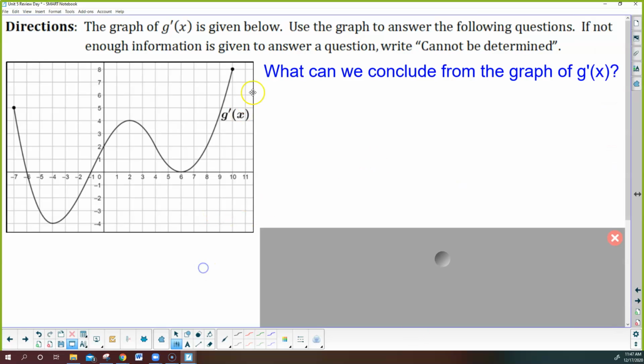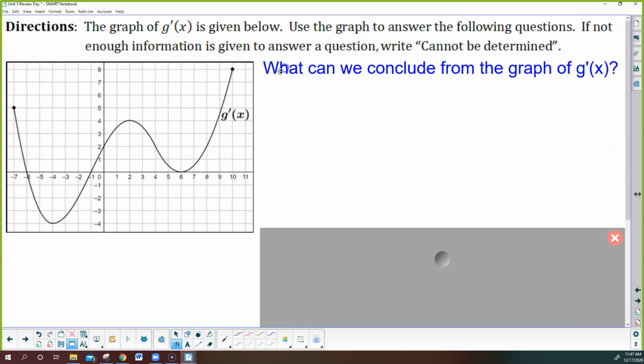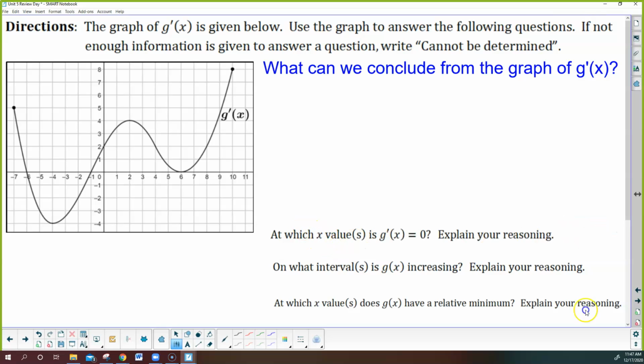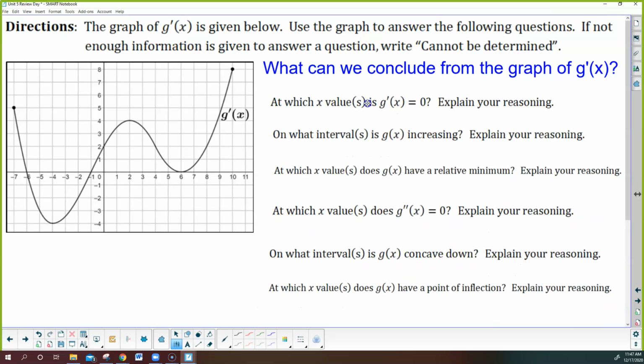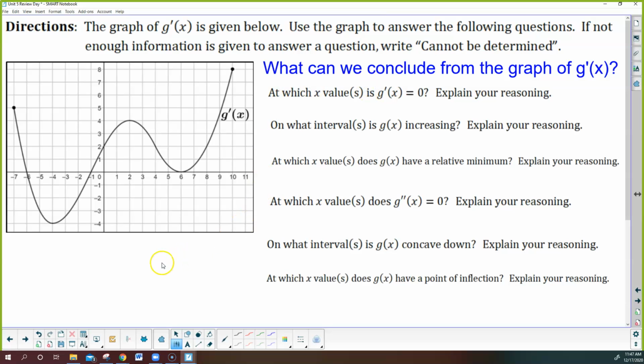All right, we're basically going to do the same thing here. And I want you to answer these questions. And again, you don't have to write this down. I don't want to take a lot of time to write it down. But what I'm going to have you do is, here's the graph of g prime. Use the graph to answer the questions. If there's not enough information, just write cannot determine.